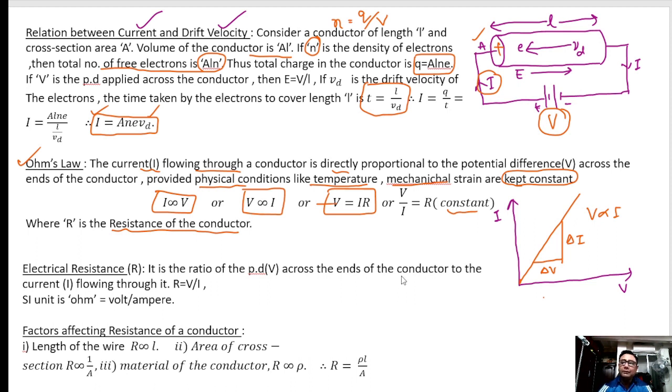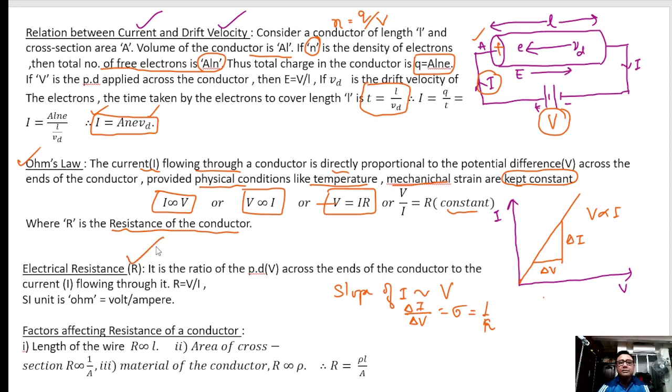The slope of this I versus V graph, that is delta I by delta V, is actually the conductance, which is 1 by R. Clear?